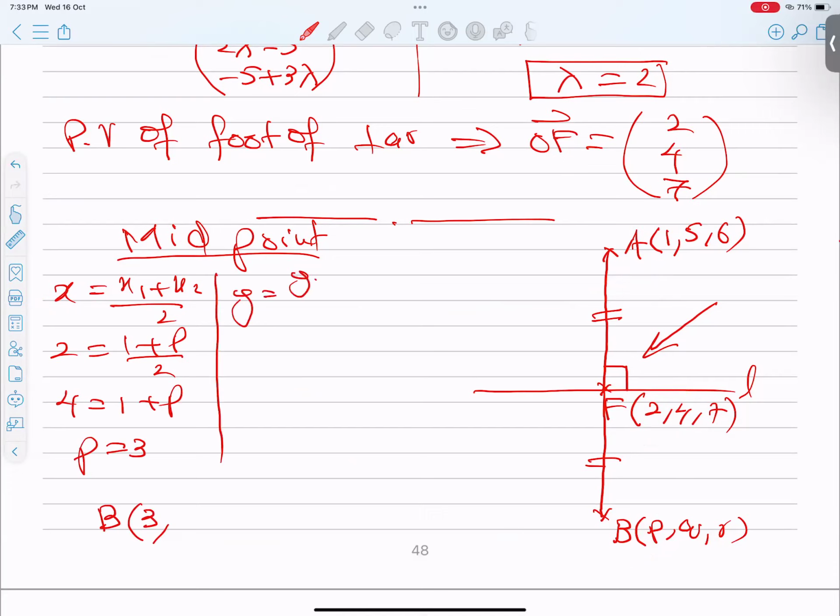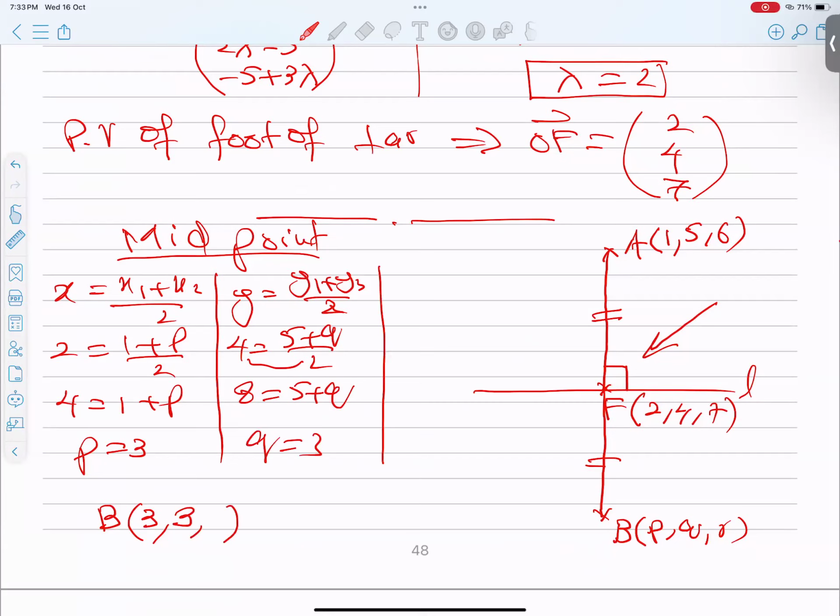In the same manner, student, I will go for the y coordinate. y1 plus y2 divided by 2. But again, this 4 goes in the place of y because it is the midpoint. 5 and q will go here. 5 plus q divided by 2. 2 4s are 8. 8 equal to 5 plus q. And q becomes 3. So Alhamdulillah Rabbil Alameen.